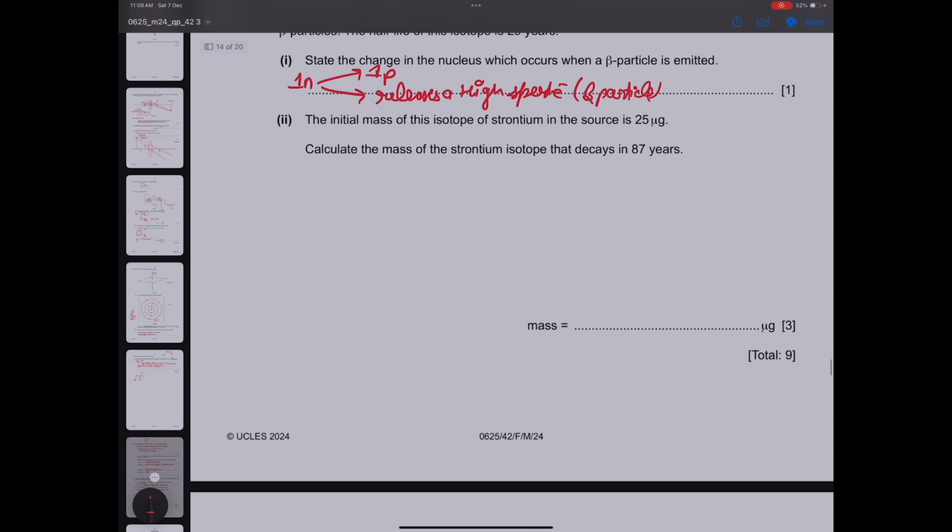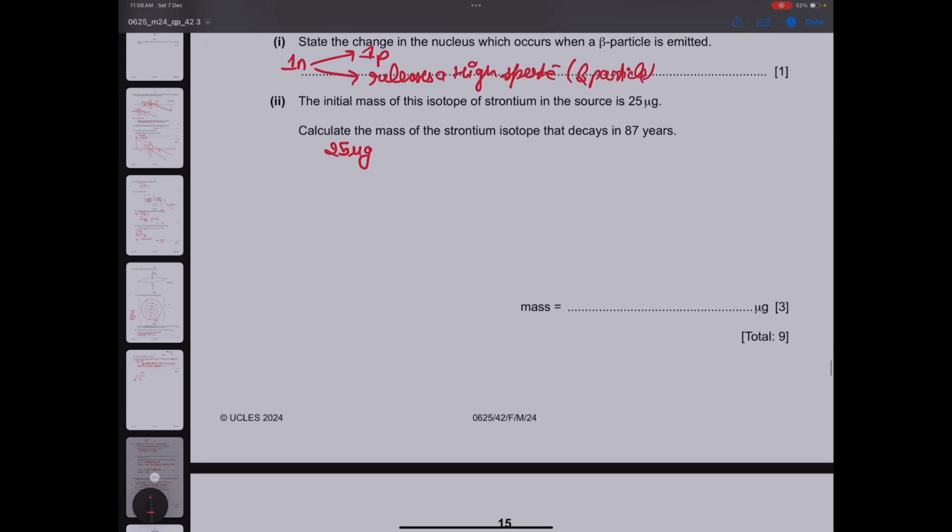See, the initial mass is how much? 25 micrograms. All right. The first half life is 29 years. All right. So in the first half life, after 29 years, 12.5 must be decayed and 12.5 must be remaining. All right. On the left, I'm writing decayed and on the right, I'm writing remaining. Now, after another 29 years, from this remaining, 6.25 must have decayed and 6.25 must be remaining.